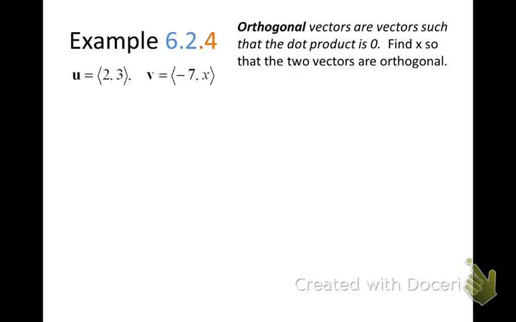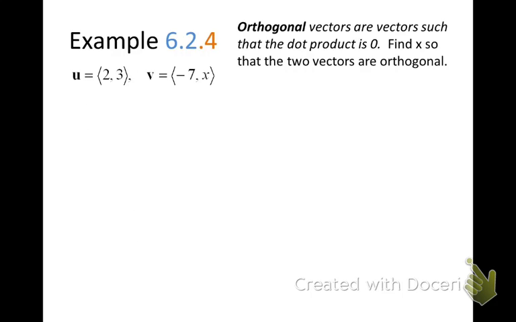So here's where things start to get a little bit more fun. We have orthogonal vectors. Orthogonal means two vectors such that the dot product is 0. Think about if the dot product is 0 really quick. I'm going to write something off to the side so you can kind of think about it.